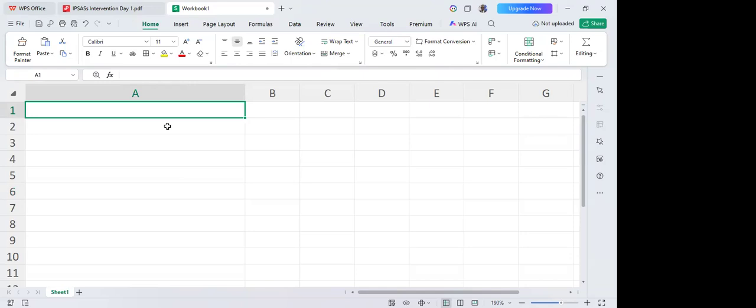So the first thing I wanted you to know is that it's a revision class. It's not going to be a normal class. So what we'll be doing will be more of revision. We'll just be revising certain key concepts. So that will be the focus for the discussion.